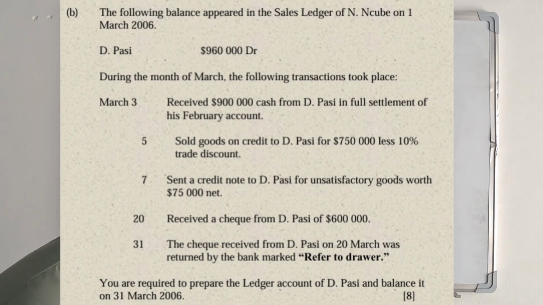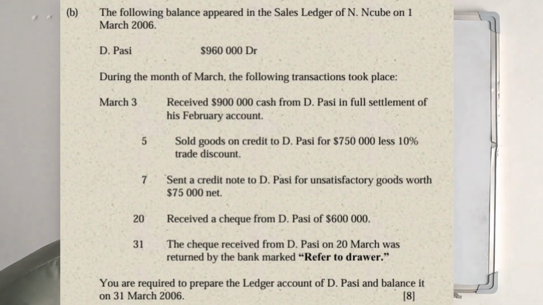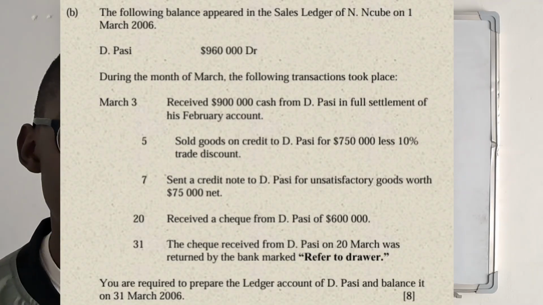March 3, received $900,000 cash from D Parsi in full settlement of his February account. On the 5th, sold goods on credit to D Parsi for $750,000 less 10% trade discount. On the 7th of March, sent a credit note to D Parsi for unsatisfactory goods worth $75,000 net. Received a check from D Parsi of $600,000.